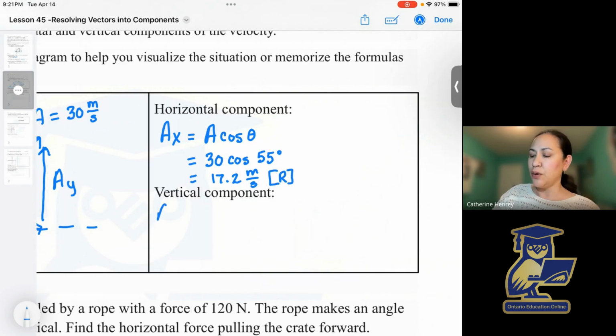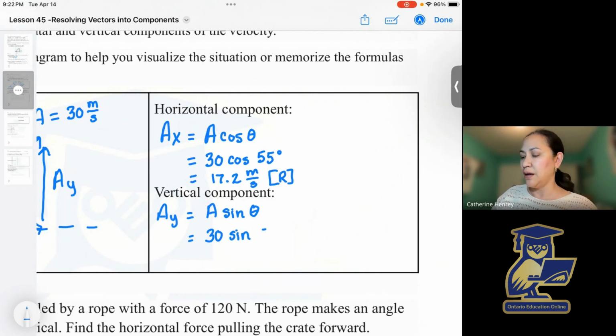Now the vertical component, Ay, is equal to the magnitude of the vector times the sine of the angle. So here we have the magnitude of the vector, which is 30, and we're going to multiply it by the sine of 55.